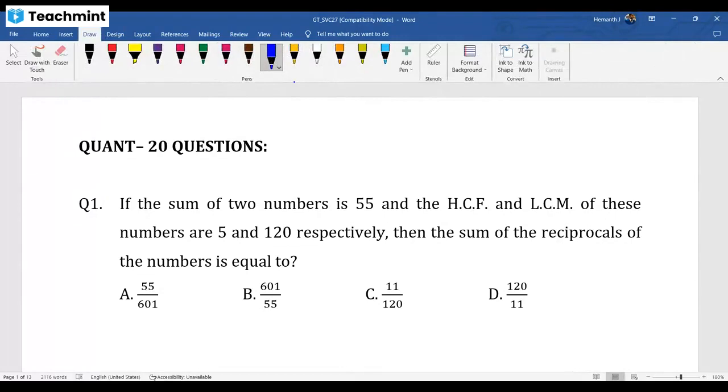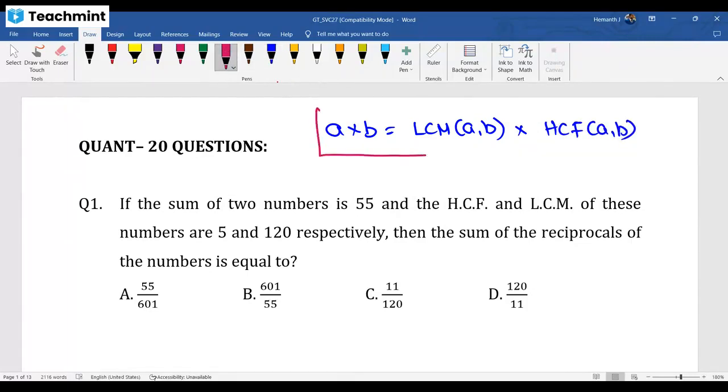If you look into this question, one property you have to know: the product of two numbers must be equal to the LCM and HCF product. This is only for two numbers, not applicable for three or four numbers. If you have only two numbers, let's say A and B, the product of the two numbers must be equal to the product of LCM and HCF.